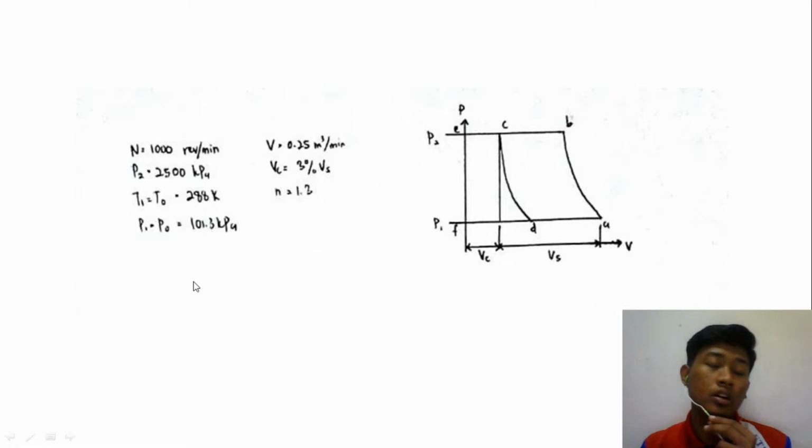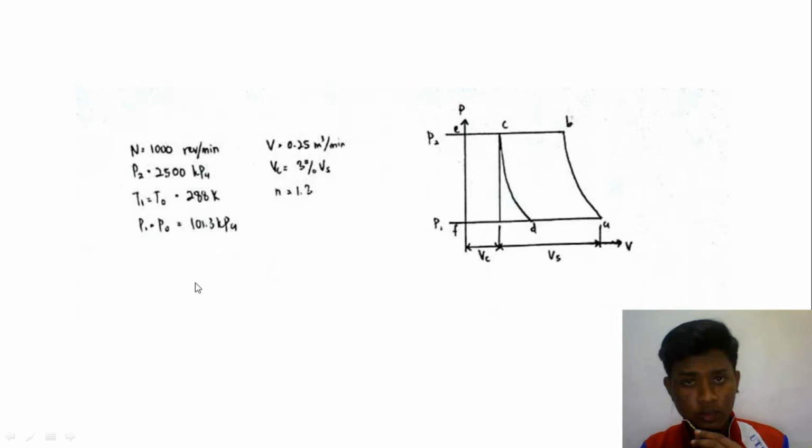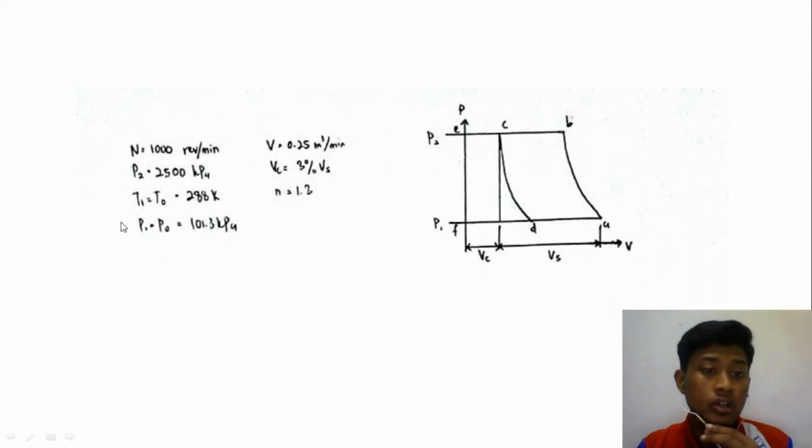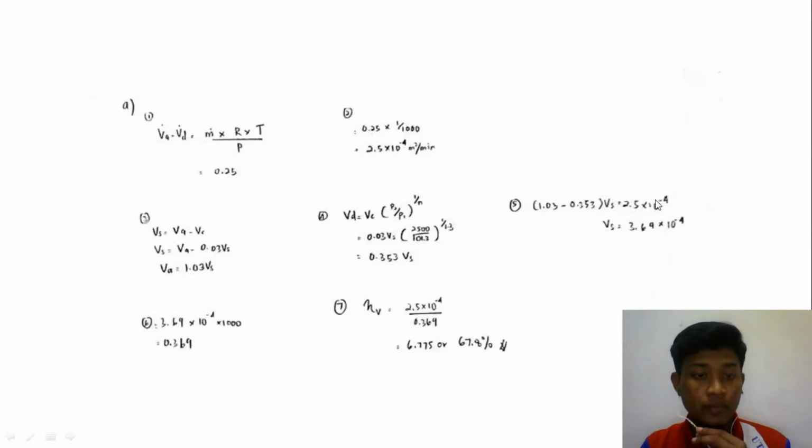Before we go through the calculation part, we have to jot down all the information that we can get from the question. So this is all the important information that I can get from the question, and we have to draw the graph for the single stage compressor. Now let's move on to the first question.